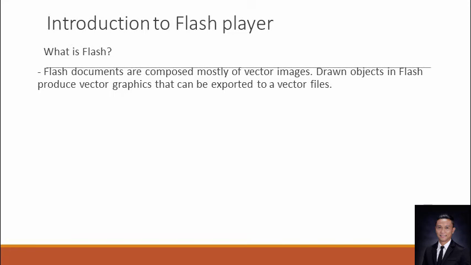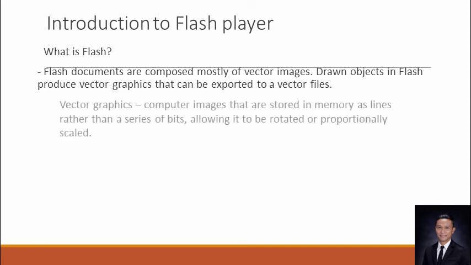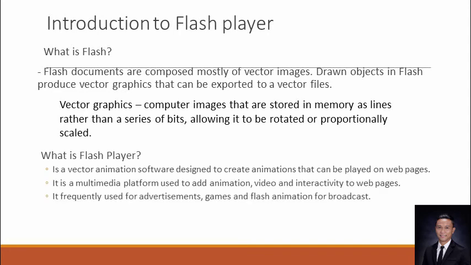So what is Flash? Flash documents are composed mostly of vector images. Drawn objects in Flash produce vector graphics that can be exported to a vector files. So vector graphics is computer images that are stored in memory lines, which means vector graphics is the creation of digital images through sequence.